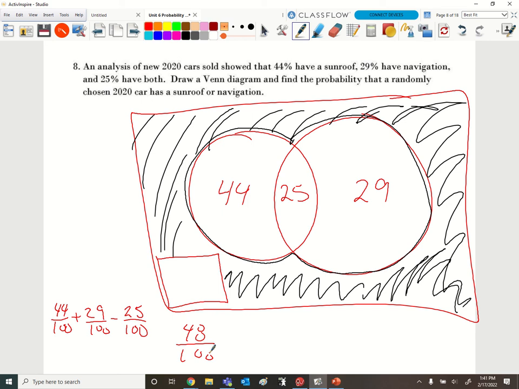So the complement, what I'm looking for, is the outside. So the outside is going to be how much? 52. So the outside is my complement of what I had on the inside. And again, they all have to add up to my total, which is 100%. Questions? No?